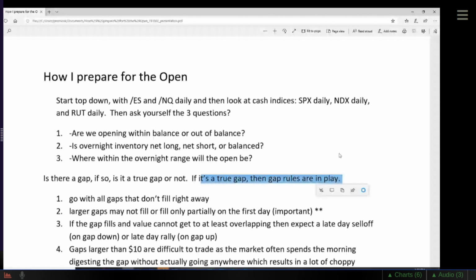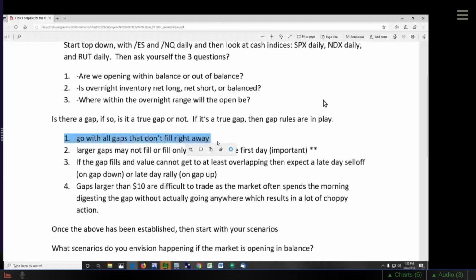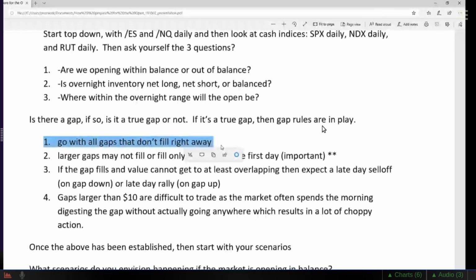Okay, so the framework here is to use these rules. All right, so let's start with number one. Go with all gaps that don't fill right away. What does that mean? That generally means that if the gap is going to fill, it should happen relatively early. If it's not happening relatively early, then it's a go with, meaning you're going to go in the direction of the gap. It's that simple.